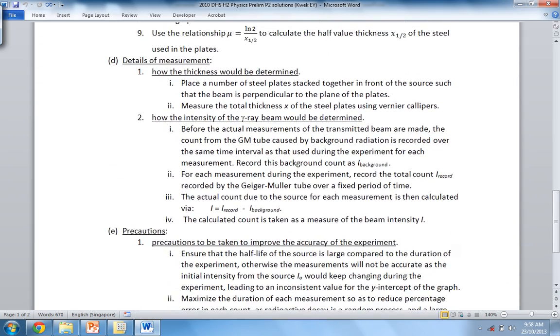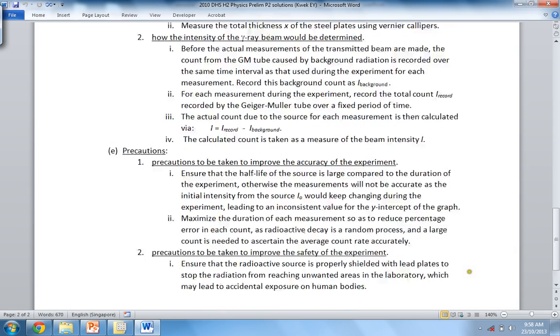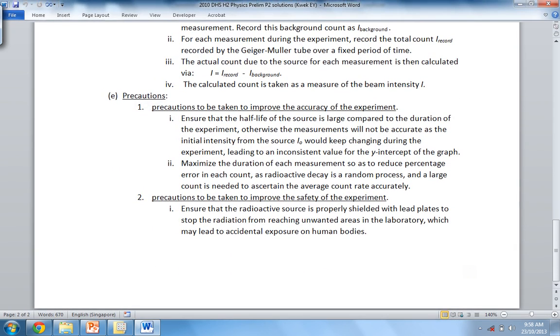Then details of measurement. In this experiment, the measurements are quite simple, just use a vernier to measure. This one, you have to worry about background count. And finally, precautions, which is exactly what I mentioned just now.